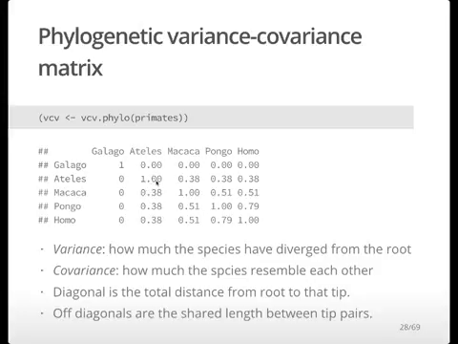And I'll show you in a sec. The next slide has the tree, so we'll actually see where these come from. And you can see that it's symmetrical. So Ateles to Macaca is the same as Macaca to Ateles. So the upper and lower triangles are going to be the same here.